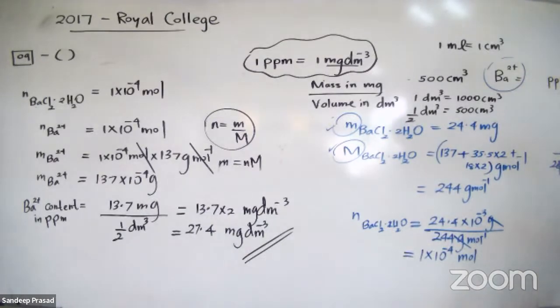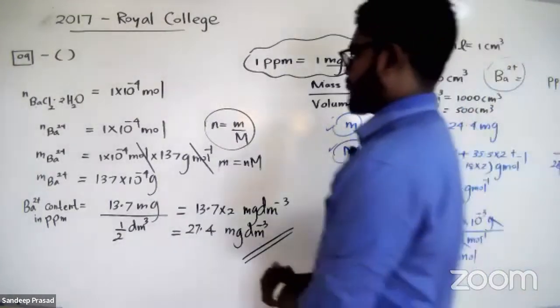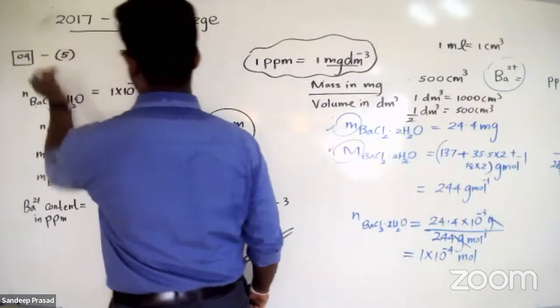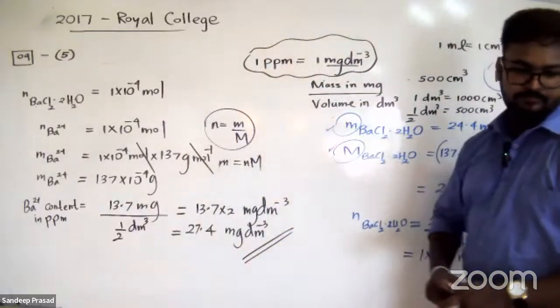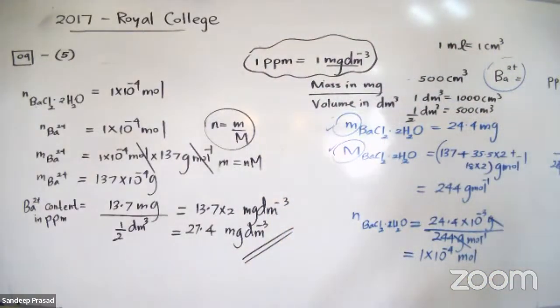So question number 9. What is the answer? Answer is number 4. Right. Okay.